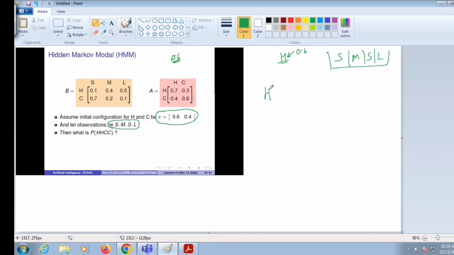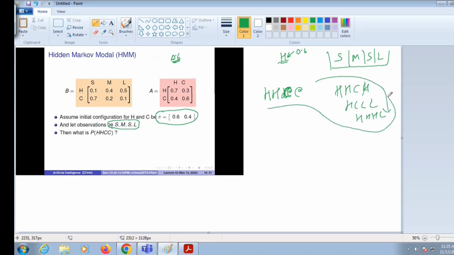I can say that it could be hot on the first day because of high probability. Then I can say maybe the next day could also be hot. Let's assume the next is cold and the next day is cold. It is possible. It is also possible hot, hot, cold, cold, or hot, hot, cold, hot, or hot, cold, cold, cold, or hot, hot, hot, cold. So different kinds of configurations are possible. Which is the most probable configuration? Which looks like the best configuration?